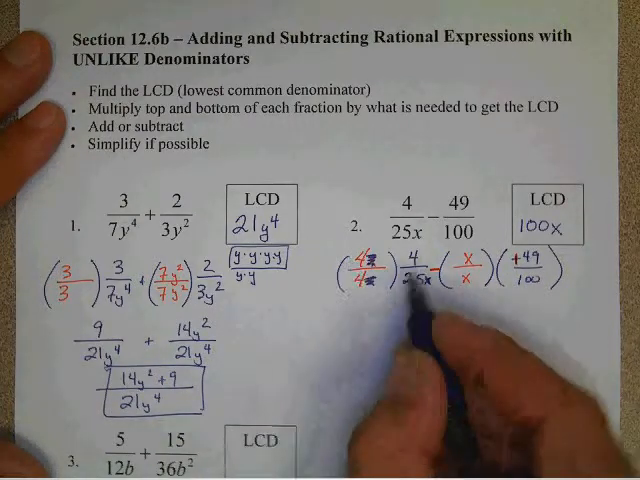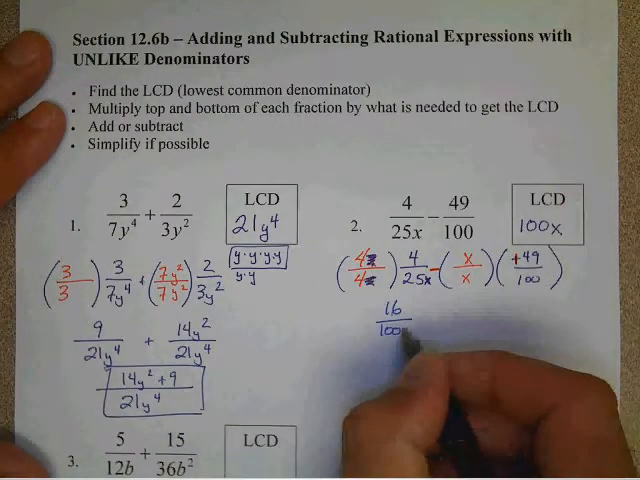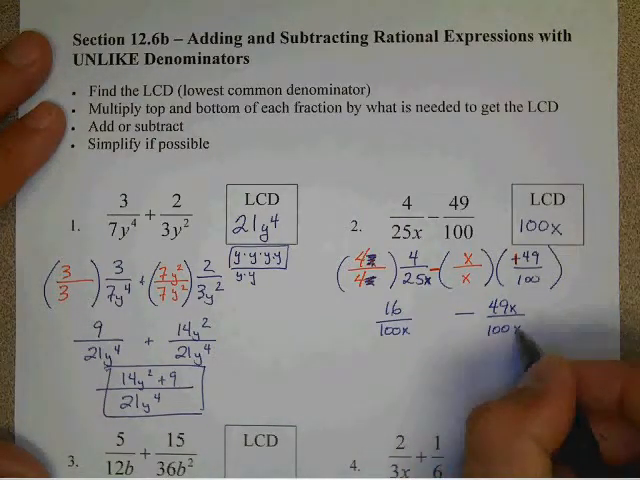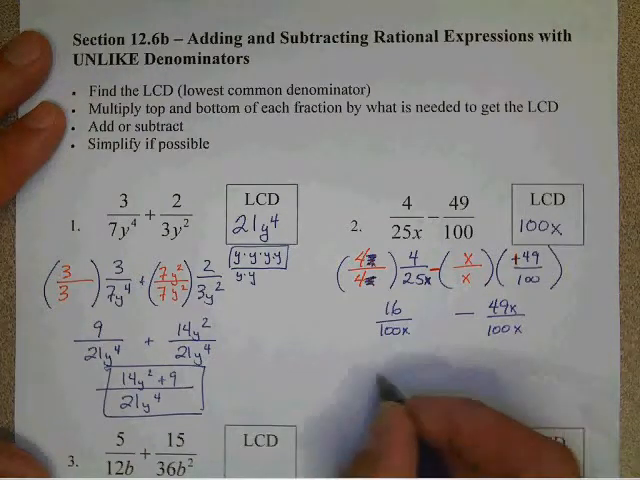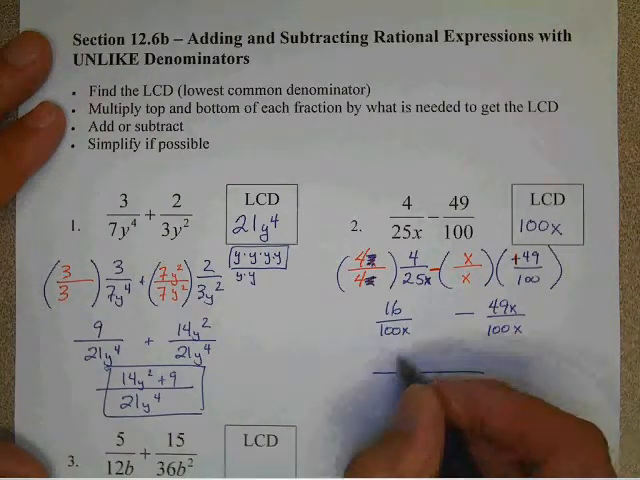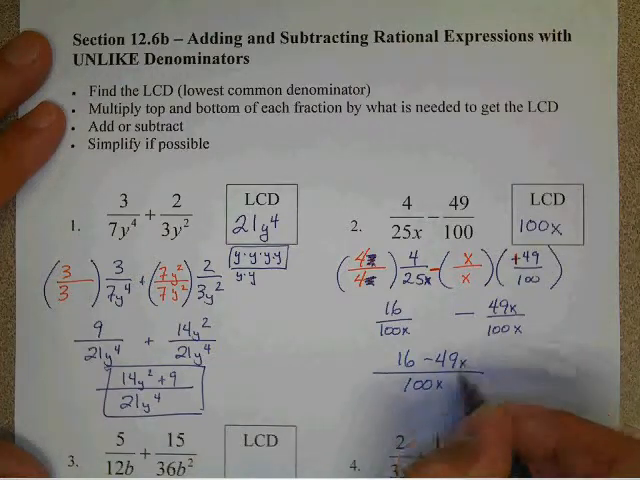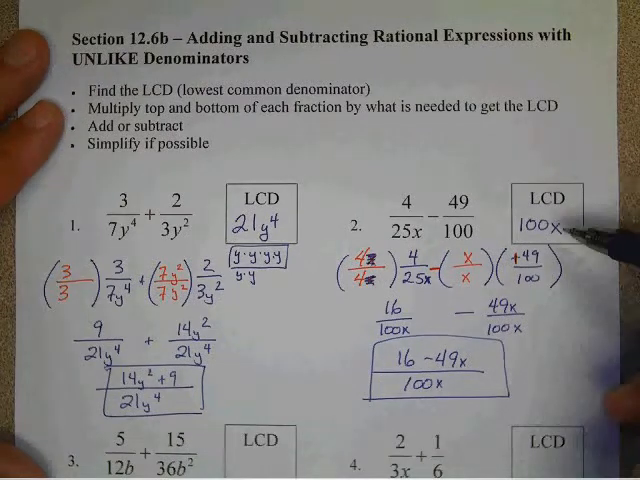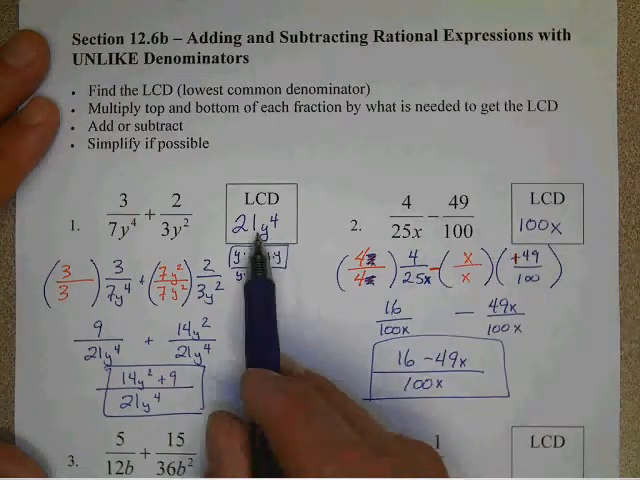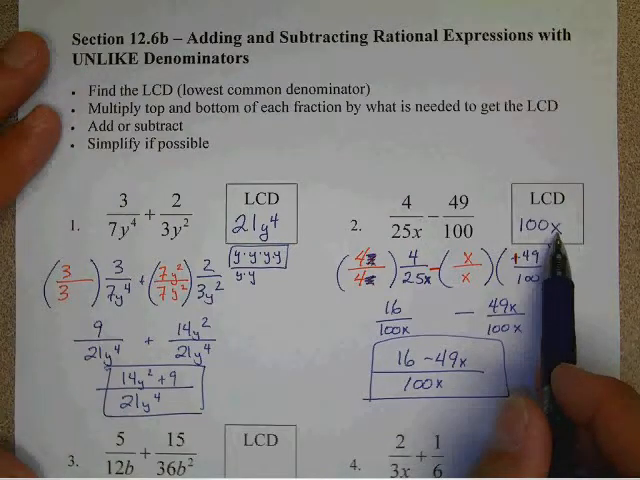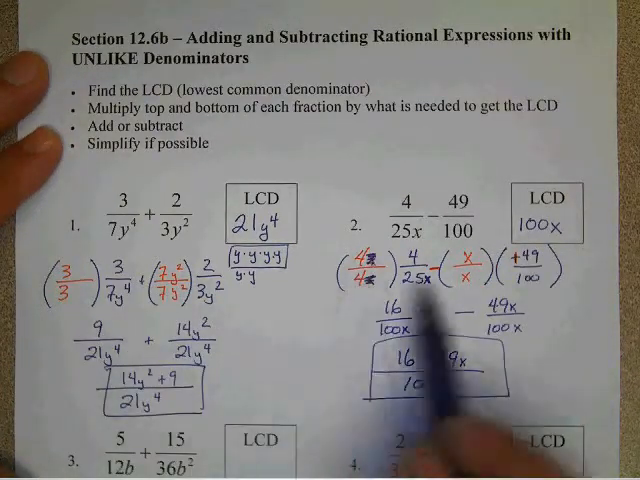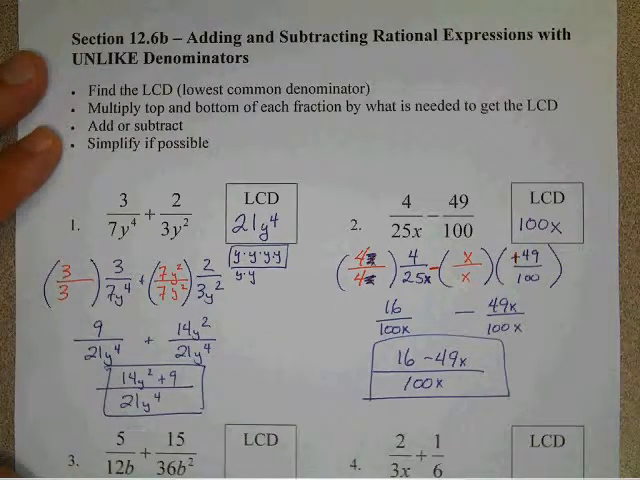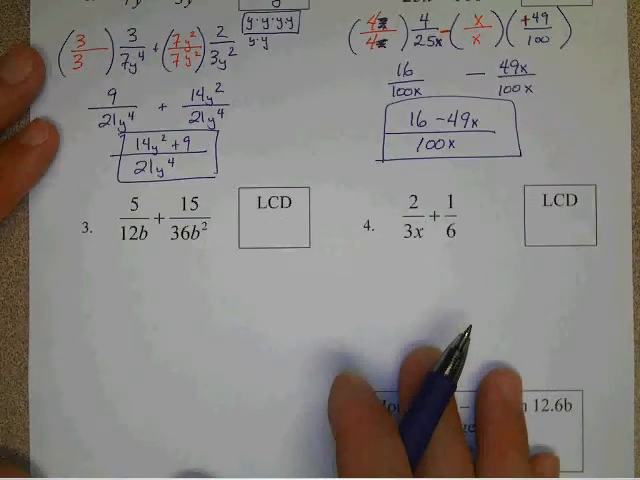So, our numerator becomes 16 over 100x on the left, minus 49x over 100x on the right. Because we have a common denominator of 100x, we can combine our numerators, 16 minus 49x. So, just as a review of these first two, we want to find a common denominator between our denominators, multiply by what's missing. Notice the numerator and the denominator are the same on our multiples, which effectively multiplies everything by 1. Alright, let's look down at 3 and 4.